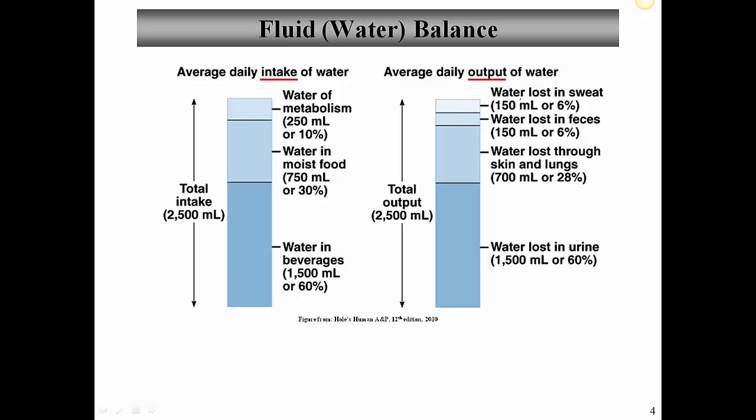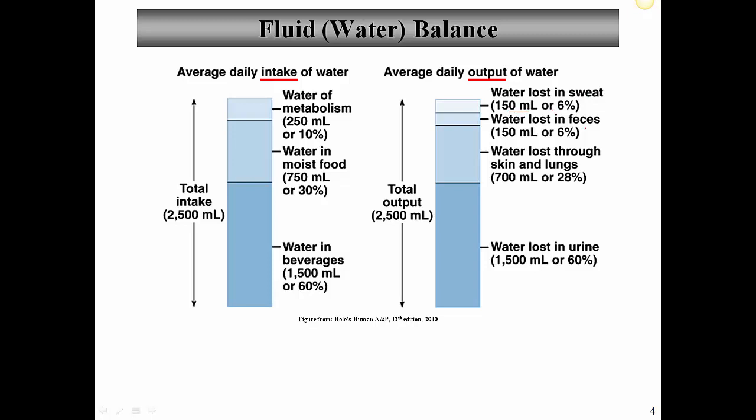You'll notice on the top here we have about 150 milliliters of water lost through sweat every day. And this is basically from an average person. This is not an athlete. This is not somebody who's doing very strenuous work. This is on average about 150 milliliters, or about 6% of that 2,500 milliliters.